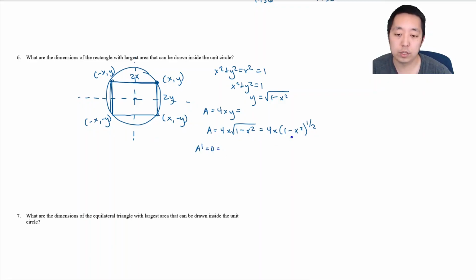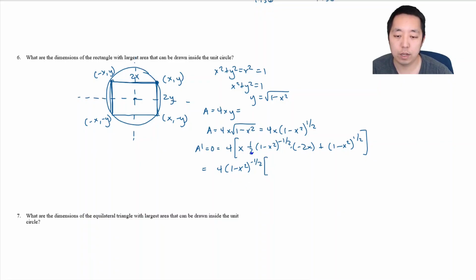The critical numbers occur when I take the derivative. So I leave the 4 out. I do x times the derivative of this, which is 1/2 (1 minus x squared) to the negative 1/2. Then by chain rule, I'm going to multiply this by negative 2x plus the derivative of x, which is 1 times (1 minus x squared) to the 1/2. Here I'm going to factor out a (1 minus x squared) to the negative 1/2, because negative 1/2 is the smaller exponent of a factoring.